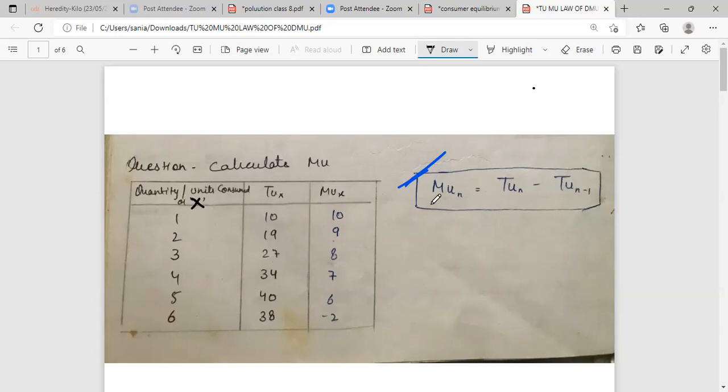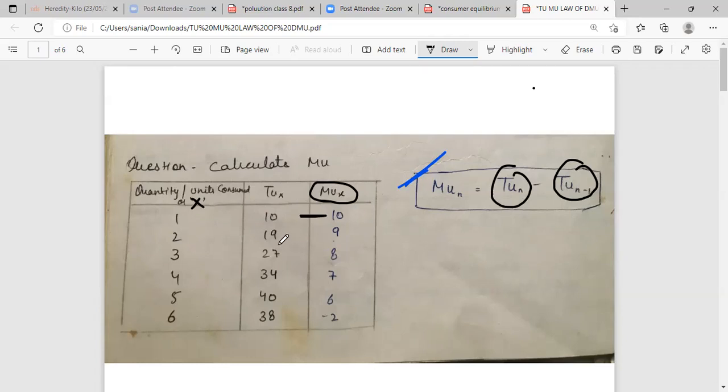Then over here you have to find your MU, right? So how will you find your MU? We are just going to use the first formula, which we did, because most of the time it is consecutive. You can see it is consecutive: 1, 2, 3, 4, 5, 6. No gap is there in between, so it is continuous. That's why you use this formula: TUN minus TUN minus 1. The first one will always remain the same. Just remember this.